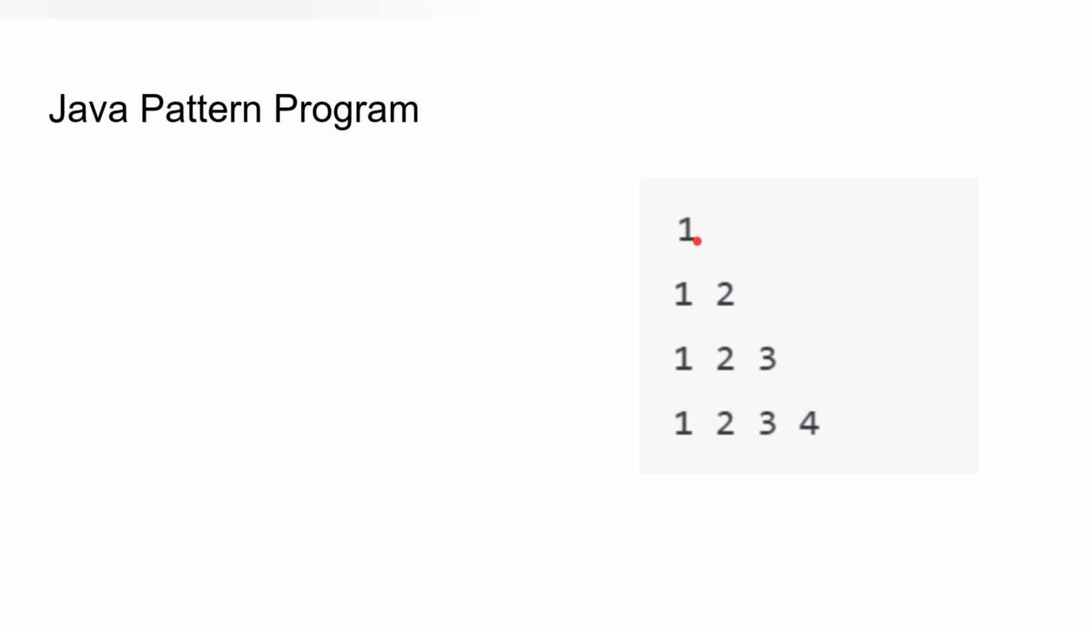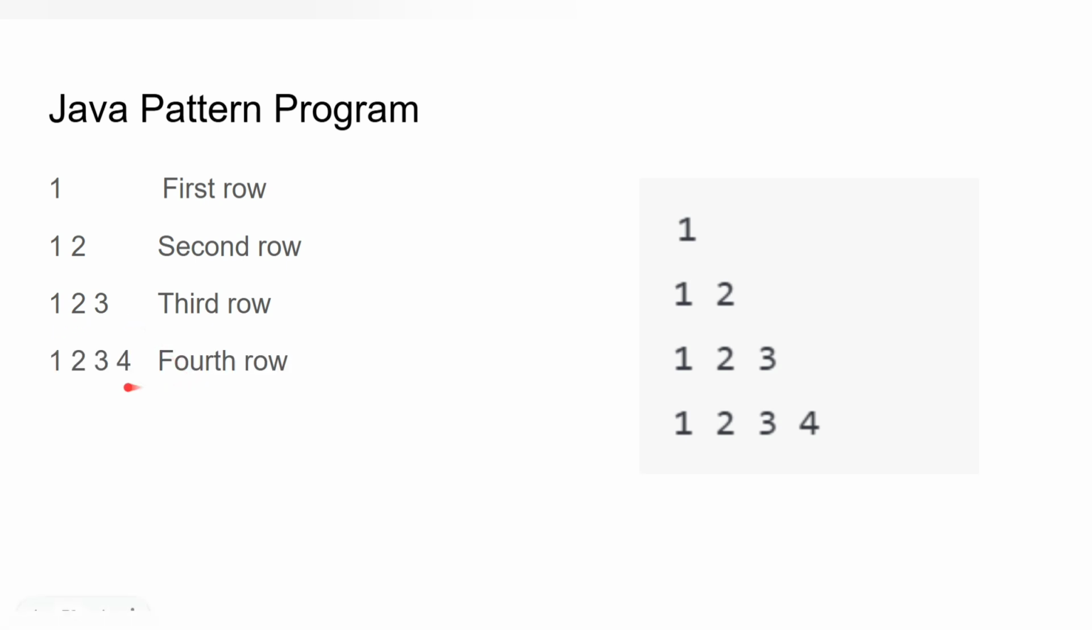code. By seeing this pattern, we understand that there are four rows, right? This is the first row, second, third, and fourth. And inside each row, in the first row there is only one number, which is 1. In the second row, there are two numbers, 1 and 2. In the third row, there are three numbers, 1, 2, 3. And in the fourth row, there are four numbers, 1, 2, 3, 4.